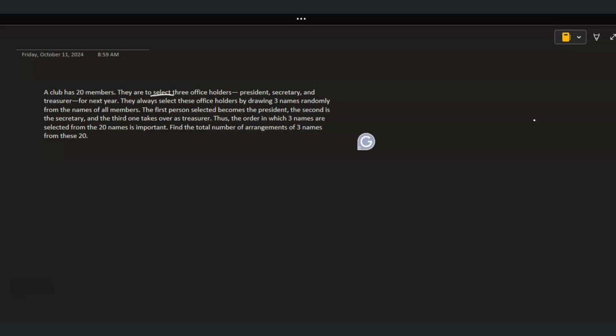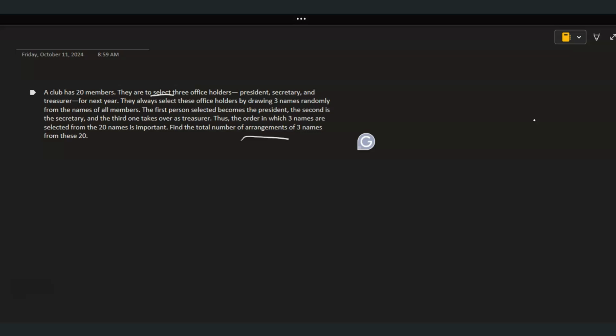Okay. And what did we say about order? Whenever you have a concept of order, where the order is important, it is permutation. Find the total number of arrangements of 3 names from these 20. Now, remember I had said the words select and arrange can sometimes be mixed. But here, you've been totally told that the order is important, and you have also seen the arrangement there. So you are confident that what you're dealing with is permutation.